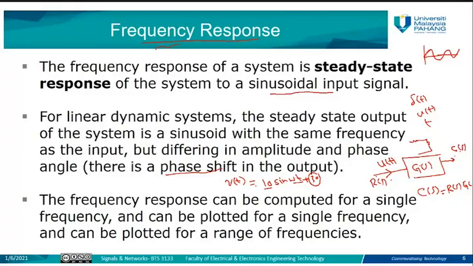The frequency response here can be measured or calculated either for a single frequency, for example if I say H of omega equals 2 omega, in this case, this is for a single frequency. It can also be represented for multiple frequencies. I mean, if omega changes for different frequencies like 10, 100, 1000, whatever the value, it can also be represented for multiple frequencies.